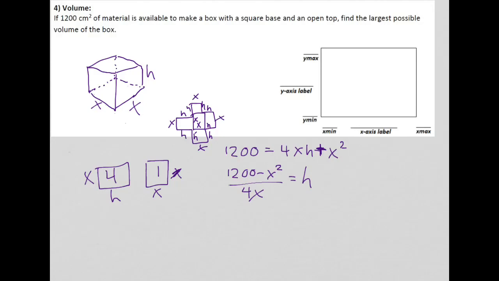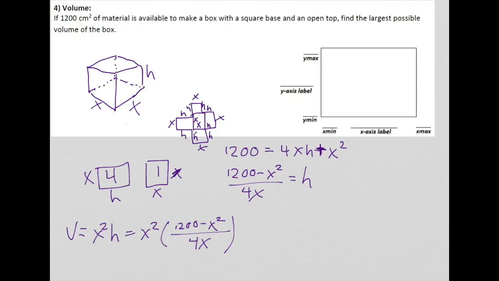And now let's substitute that into our area equation. Well, let's write our area equation first off. Area, I'm sorry, not area, our volume equation. Volume is going to equal the area of the base, which is x squared, times the height. And again, the height is going to be that expression there. So we're going to get x squared times 1,200 minus x squared over 4x.